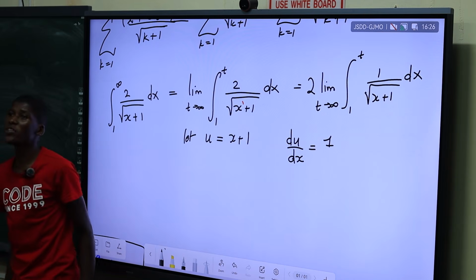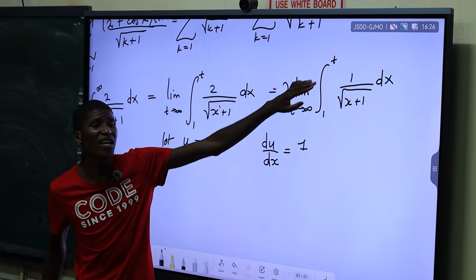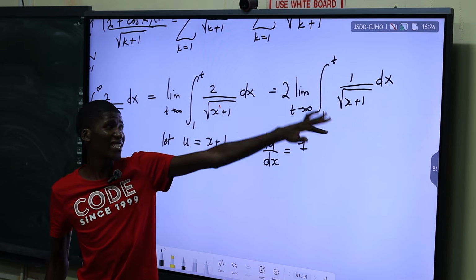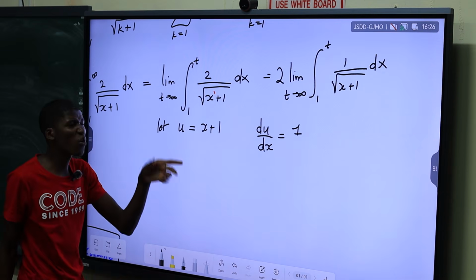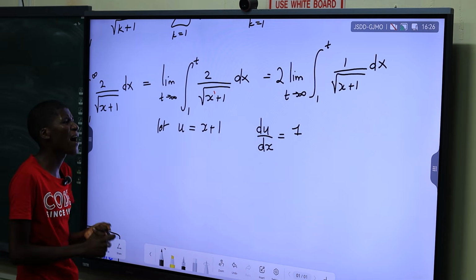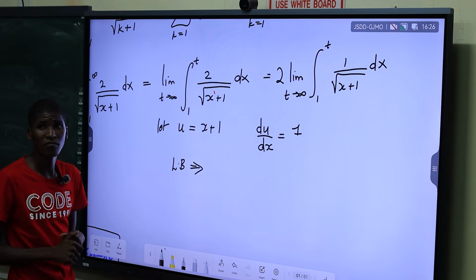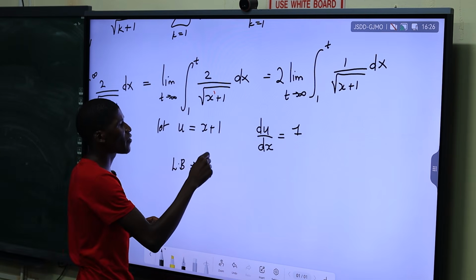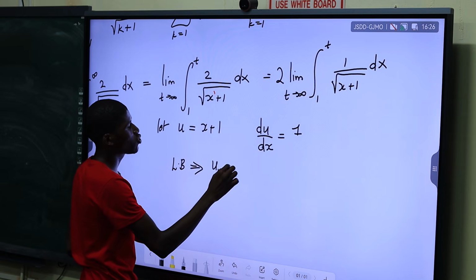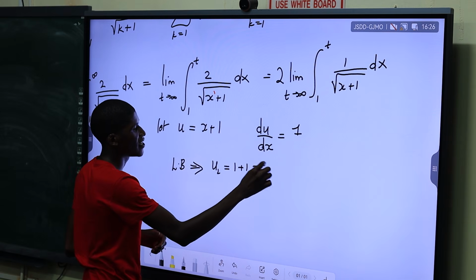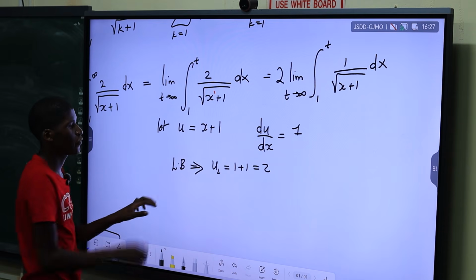Where there is 1, you are just going to put du dx, and then the dx will cancel, leaving du. So we are cool with converting that. What about our bounds? Can you convert the lower bound and the upper bound? Our lower bound will be what? It will be 1 plus 1, which is 2. Remember, you take the lower bound of x and substitute it here to find the lower bound of u.